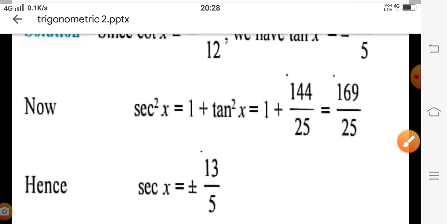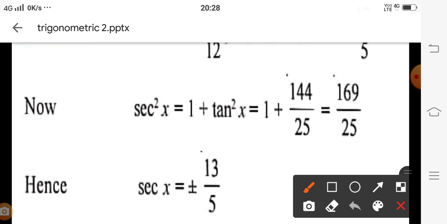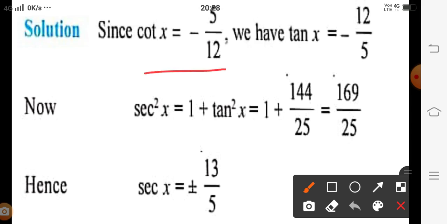Here we have the solution. The value of cot x is given as minus 5 by 12. Easily we get the value of tan x as the reciprocal of this, and it is minus 12 by 5. Why are we taking it negative? Because this value lies in the second quadrant. Then, the relation between sec and tan is sec square x equal to 1 plus tan square x. Put the value.